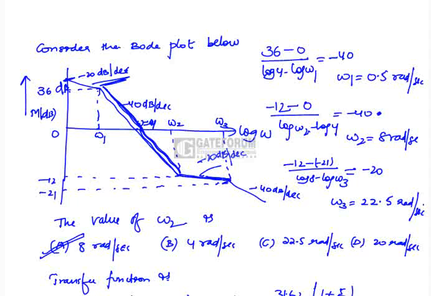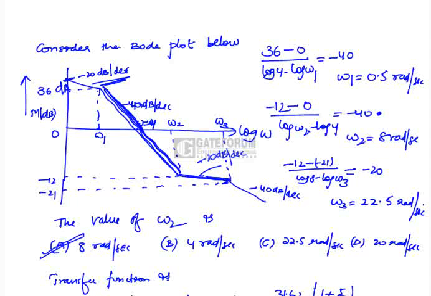Now if you see here, the initial slope is minus 20 dB per decade. There is a pole at origin, and at omega 1 the slope is minus 40 dB per decade. What does it mean by that? There is addition of a pole at omega 1 equal to 0.5. So this is 1 plus s by 0.5, up till omega 2.